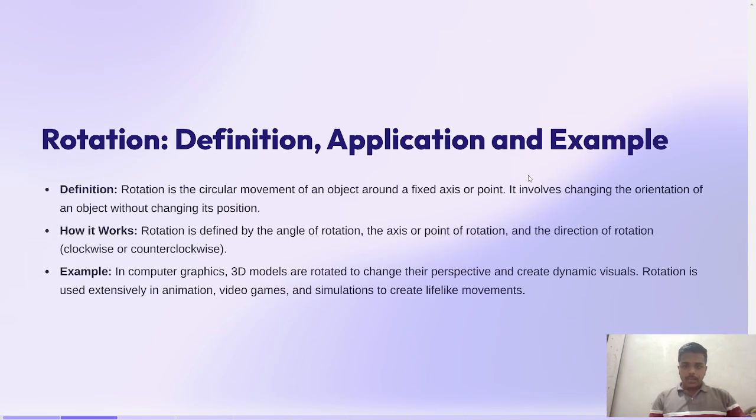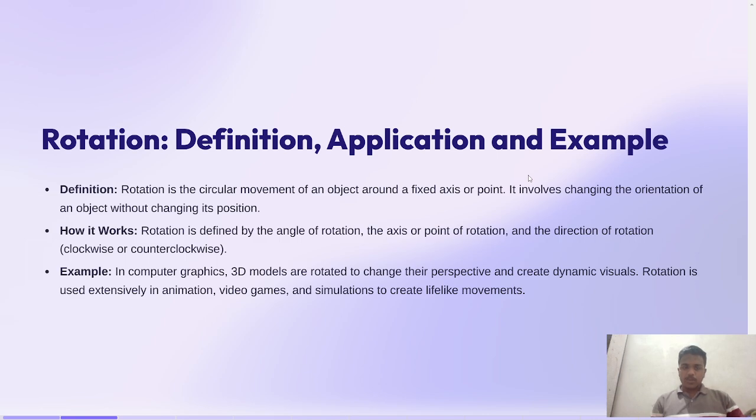So, rotation: definition, application, and example. So, let's discuss the definition. Rotation is a circular movement of an object around a fixed axis or point. It involves changing the orientation of an object without changing its position.